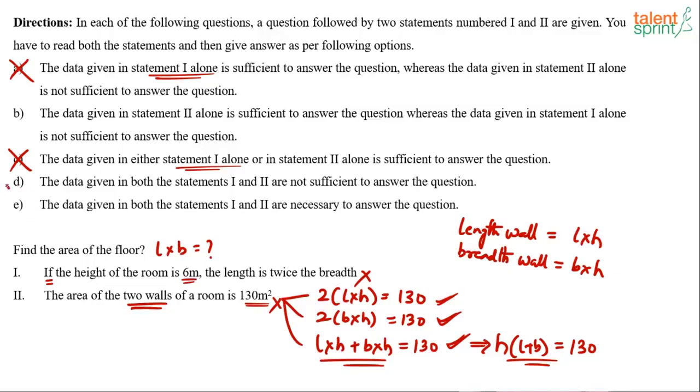So, answer should be option D: both 1 and 2 together are not sufficient to answer the question. Option D. I'm sure this would create some doubts in your mind.